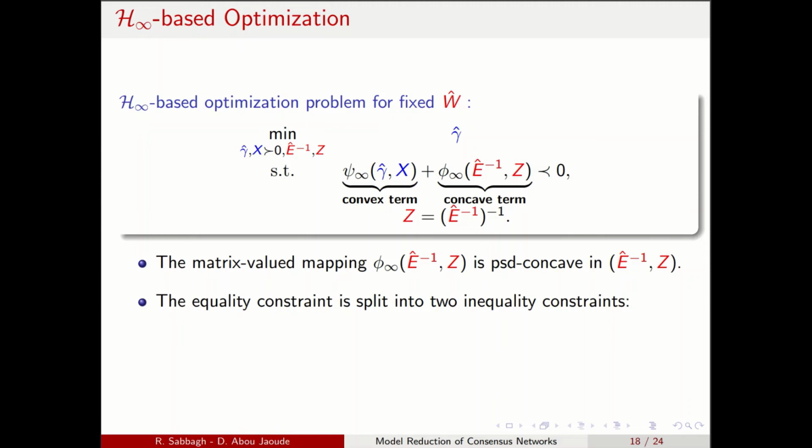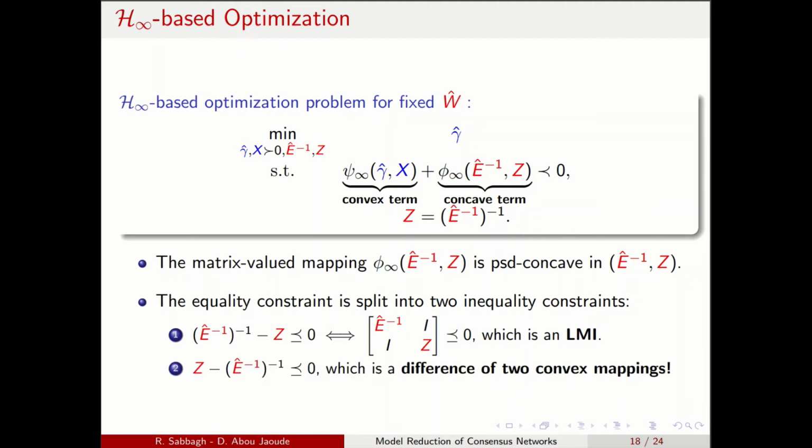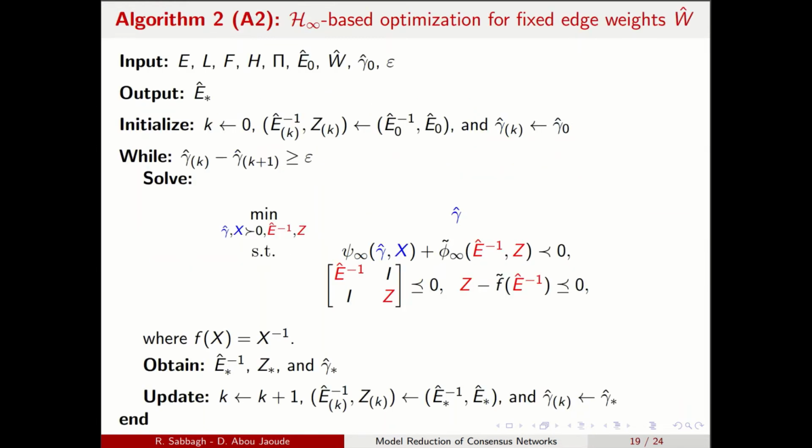And so a remedy for this is to split the equality constraint into two inequality constraints, the first of which is converted into an LMI via the Schur complement formula. And the second inequality turns out to be yet another difference of two convex mappings. So all in all, to solve the problem for fixed edge weights, the following algorithm is proposed, which iteratively solves the linearized optimization problem shown on the slide until the algorithm converges to a local solution.